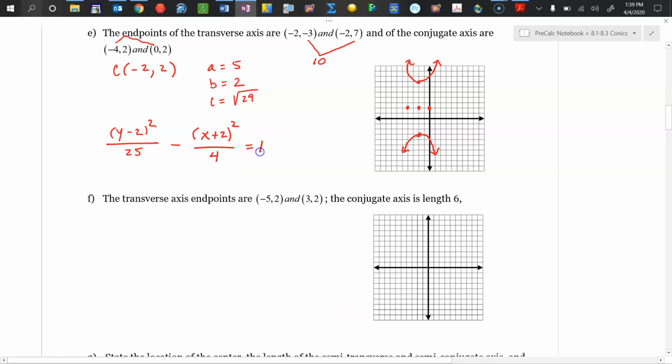is equal to 1. I'd like you to pause the video now and try letter F on your own, and then when you are finished, hit play to check your answer.